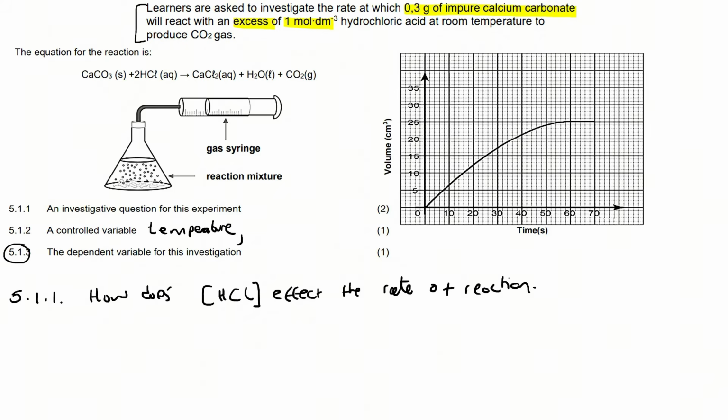And then what is the dependent variable? So the dependent is like the outcome. So learners are asked to investigate the rate at which the reaction happens. And so the thing we're trying to measure in this experiment is how fast the reaction can happen. So we could just say rate of reaction.